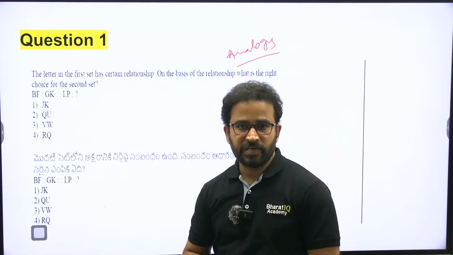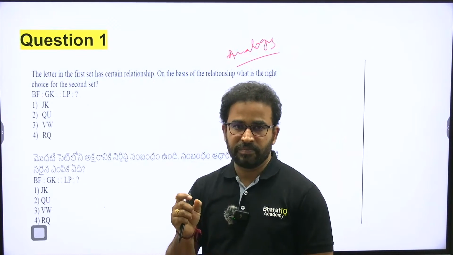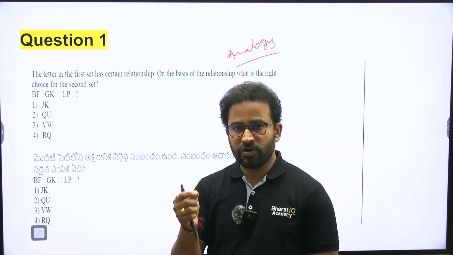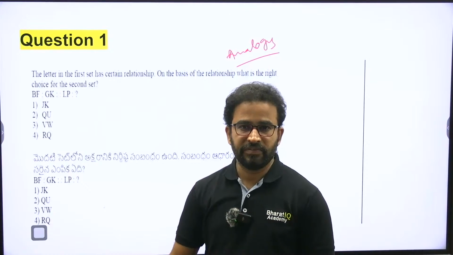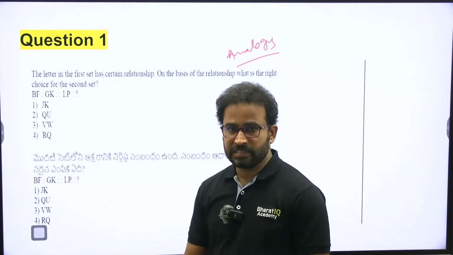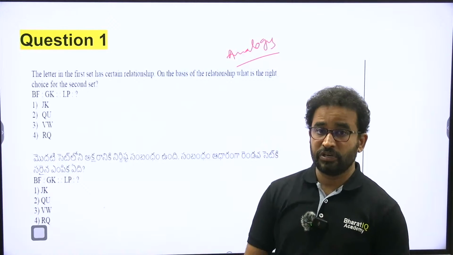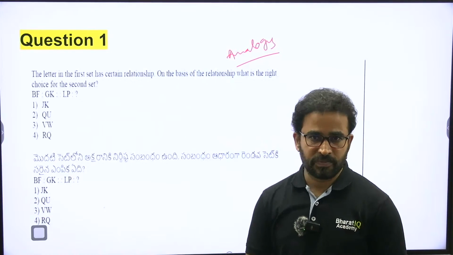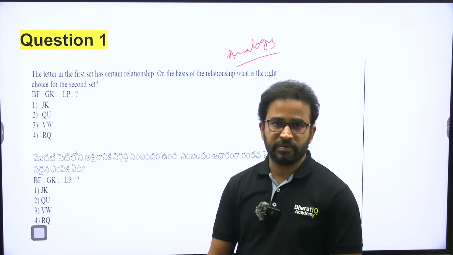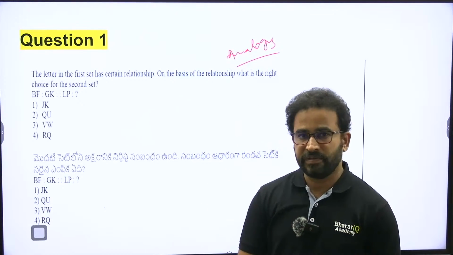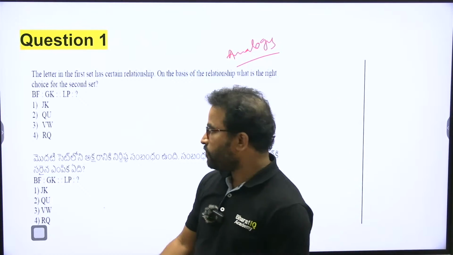In the reasoning point of view, the first four chapters, like number series, letter series, coding and decoding, analogy, and odd one out, these four topics are very, very important. Especially from the last set point of view, every time we are getting 3 to 4 questions based on these four chapters only. So whenever we are solving these questions, always remember that the place value of the alphabet is very, very important. Always focus on place value.